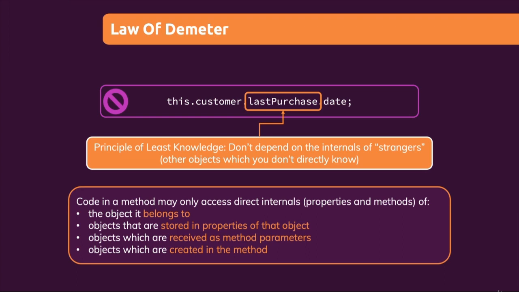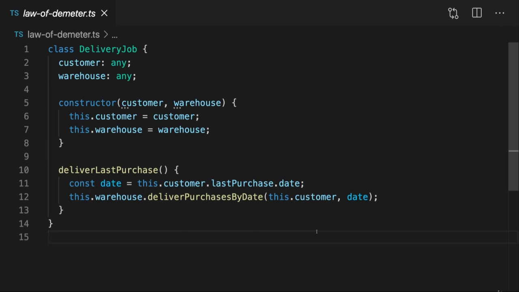And of course, we also are allowed to interact with objects which are created in the method. So if we would instantiate another class, we can of course also work with the API and properties of that class. That's the idea behind the law of Demeter. And here is this example from the slide, now in a real dummy class.